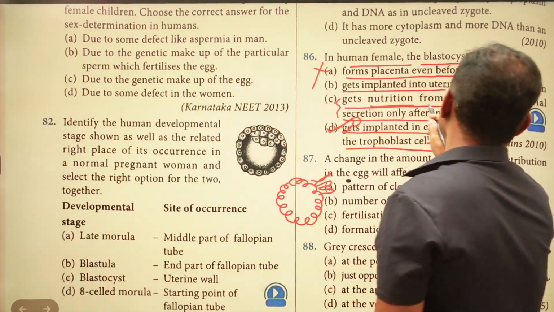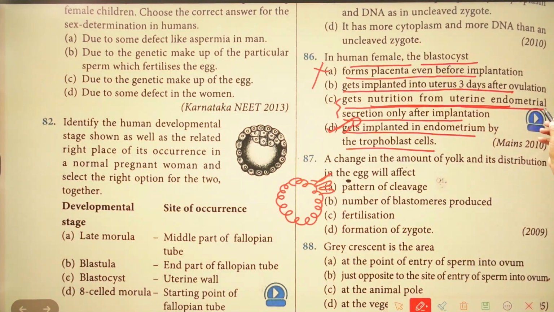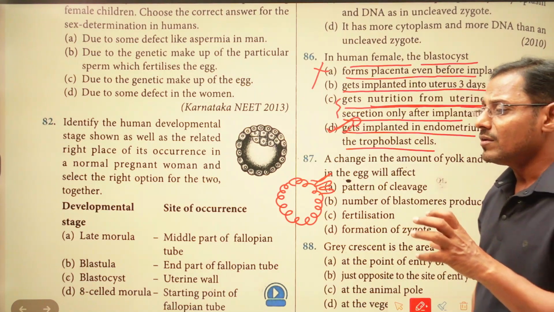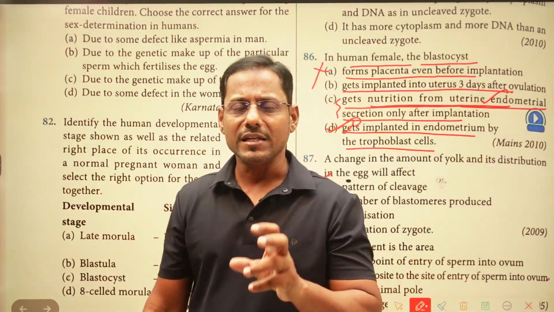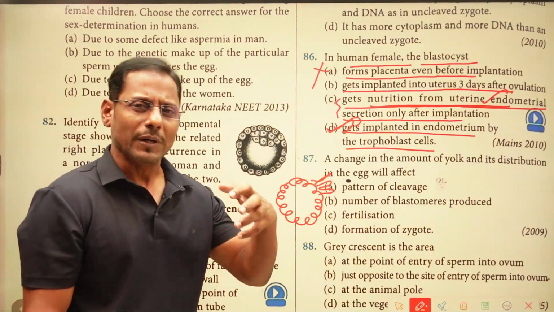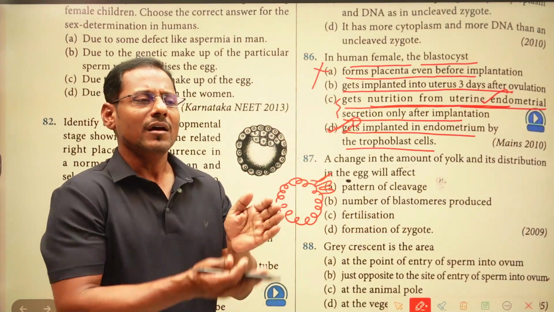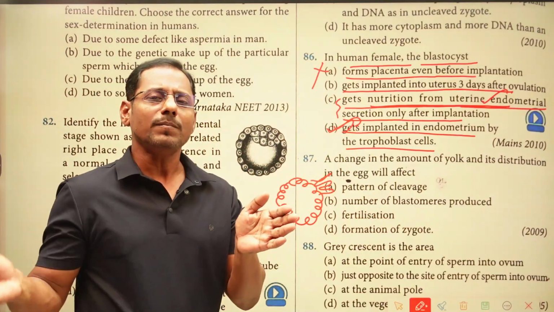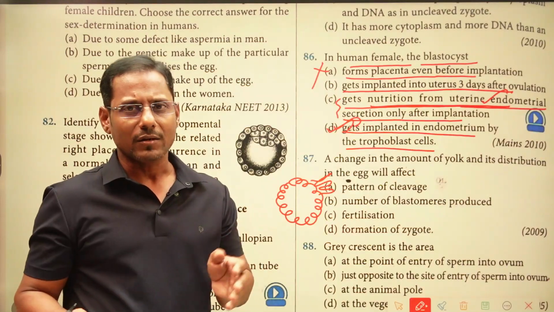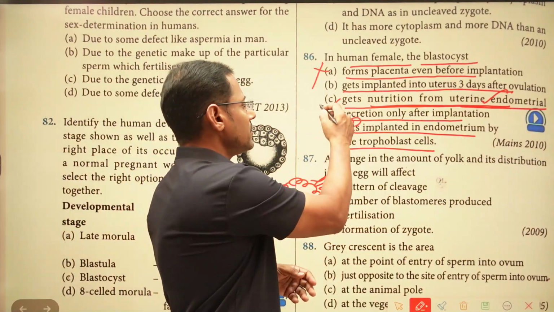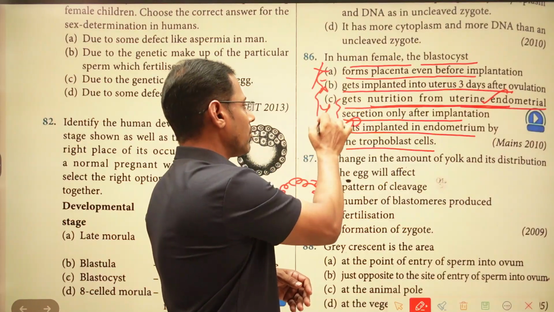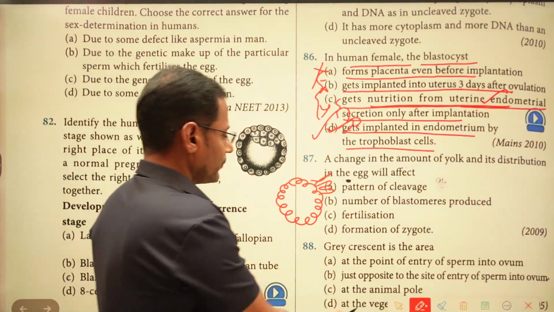So, getting nutrition from the uterine endometrial layer: when does it get the nutrients? When the complete placenta is formed, then only this placenta is going to get the nutrients from the maternal blood and supply them to the embryo through its umbilical cord. So leave it; these three are wrong and this is the correct answer.